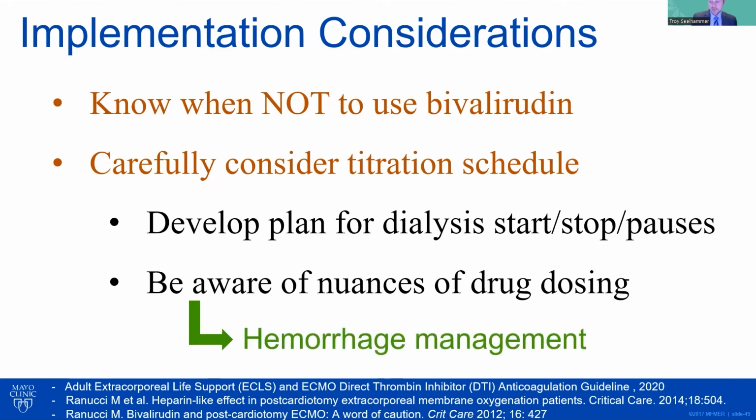Hemorrhage management, the way that we handle this is just to turn off the infusion. We have not had to administer any salvage therapies such as activated factor 7 or prothrombin complex concentrates. That has been described in the literature for other patients receiving direct thrombin inhibitors. We just haven't found the need at our center.